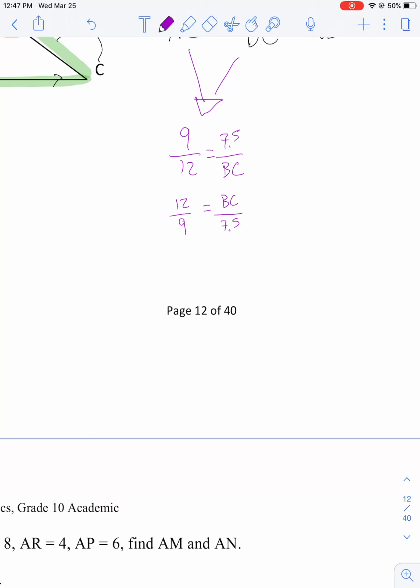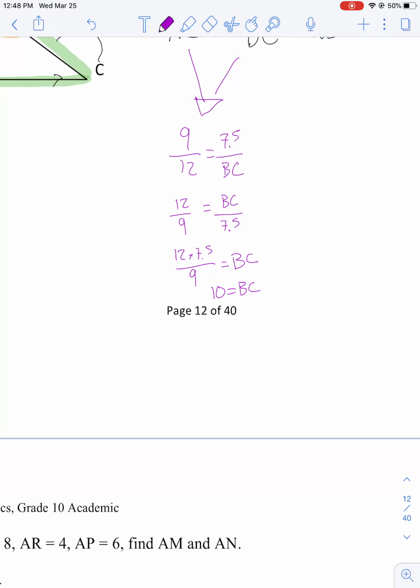Multiply both sides by 7.5, so you get 12 times 7.5 divided by 9. Pull out your calculator for this one. BC, and we get, what is that, 90. 90 divided by 9. Nice even whole number of 10.